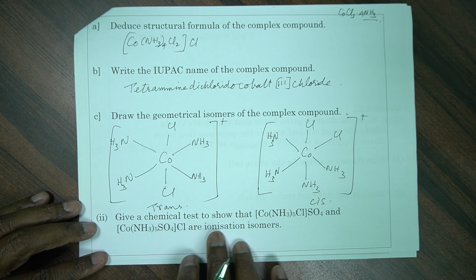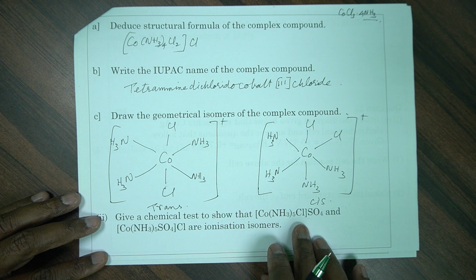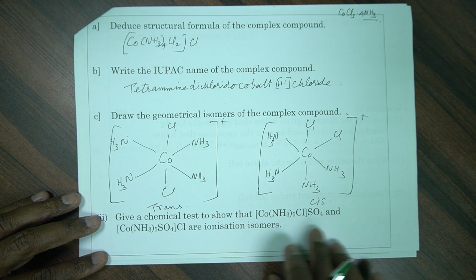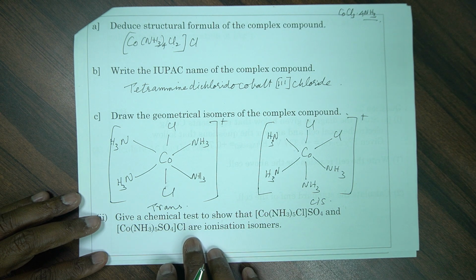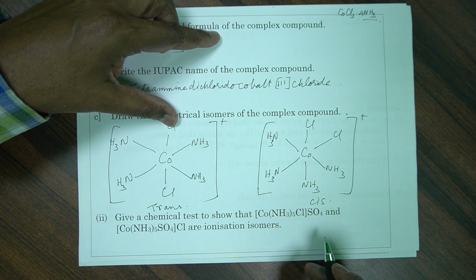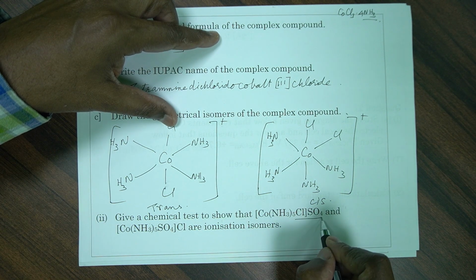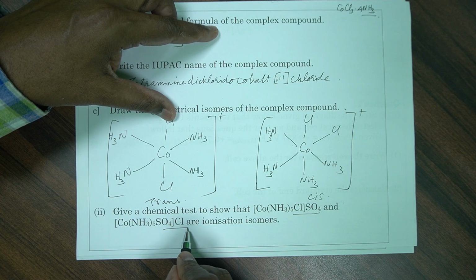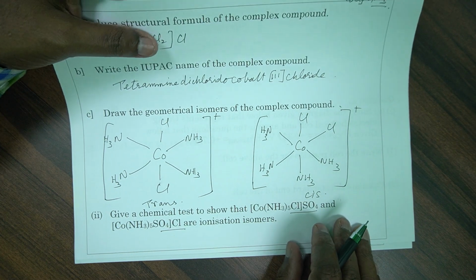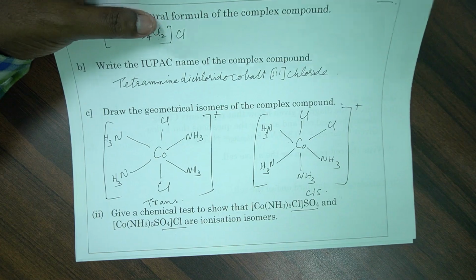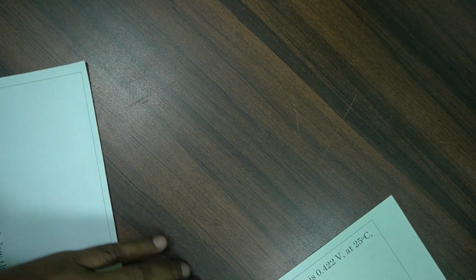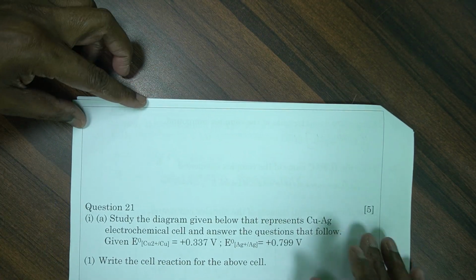Now give a chemical test to show that [Co(NH3)5Cl]SO4 and [Co(NH3)5SO4]Cl are ionization isomers. Here we have the sulfate ion outside, and in this we have the chloride ion outside. So we have to show that they are ionization isomers. What will be the chemical test that we can give? Okay, let's answer this.